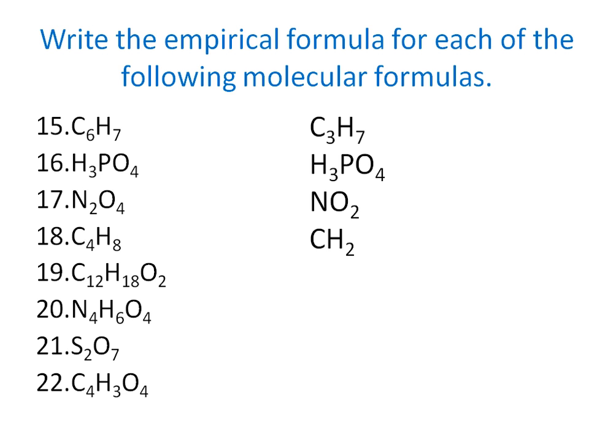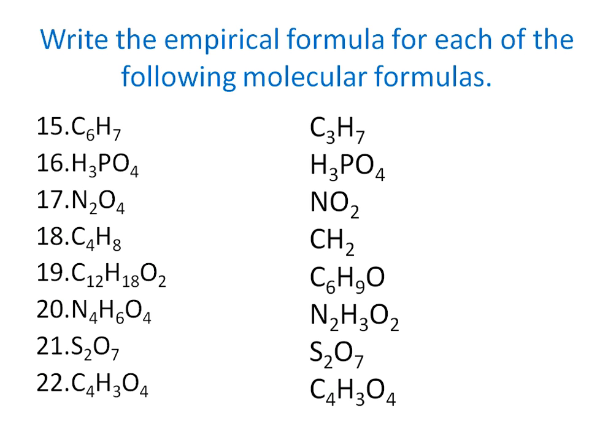C12H18O2, you divide all the subscripts by 2 to get C6H9O. N4H6O4, divide all the subscripts by 2 and you get N2H3O2. S2O7 stays the same, S2O7. C4H3O4 also stays the same, C4H3O4.